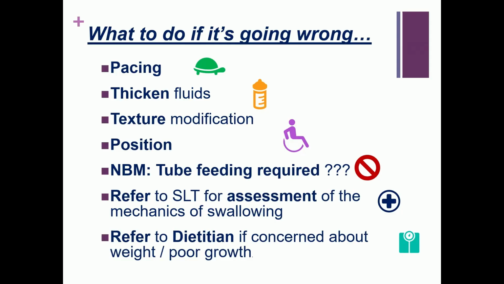The other thing is texture modification. So it's identifying when they're eating and drinking. If you notice they seem to do it more if you give them, say, a rice cake or a breadstick or something, then maybe avoid those for a short time and see if that helps.